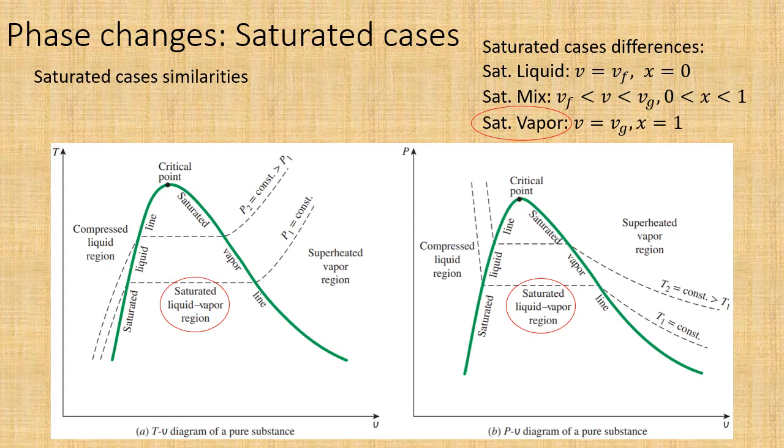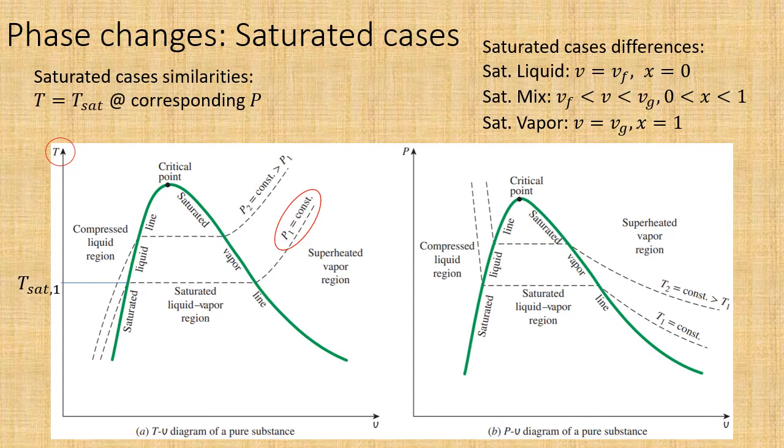Now that we have gone through the differences for the saturated cases, let's look at the similarities. Let's consider a constant pressure P1. If the temperature T is equal to the saturation temperature Tsat corresponding to P1, then we can be in any one of the 3 saturation cases.